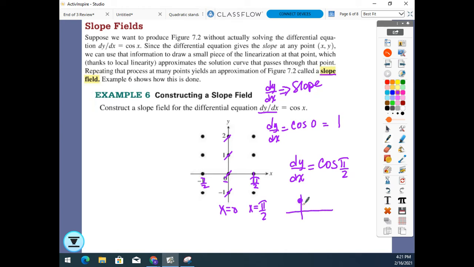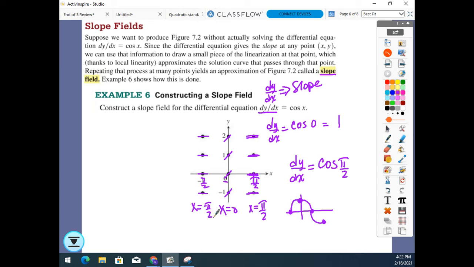So remember, cosine of 0 is 1, cosine of pi over 2 is 0, and cosine of pi would be -1. So all of the places where x is pi over 2, dy/dx, or the slope, is 0, which is just your flat line. What if we go back to negative pi over 2? That's also going to be 0. So this would also have a slope of 0 at every spot where x is negative pi over 2.